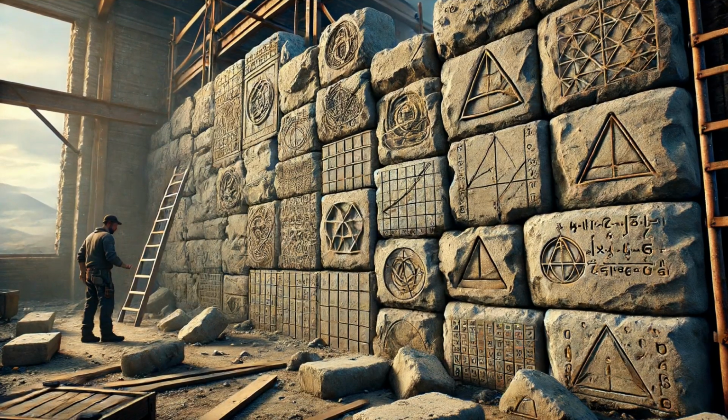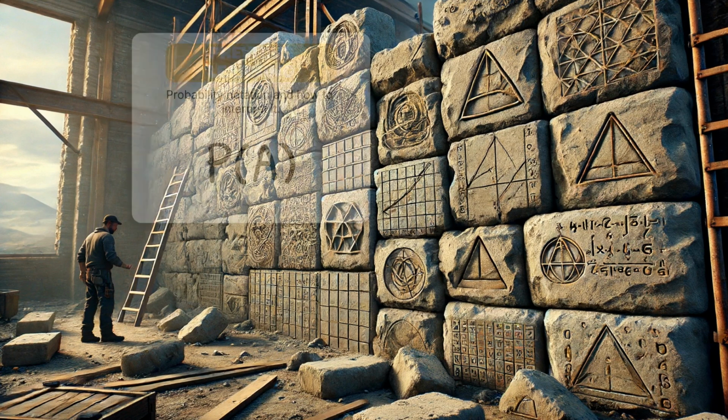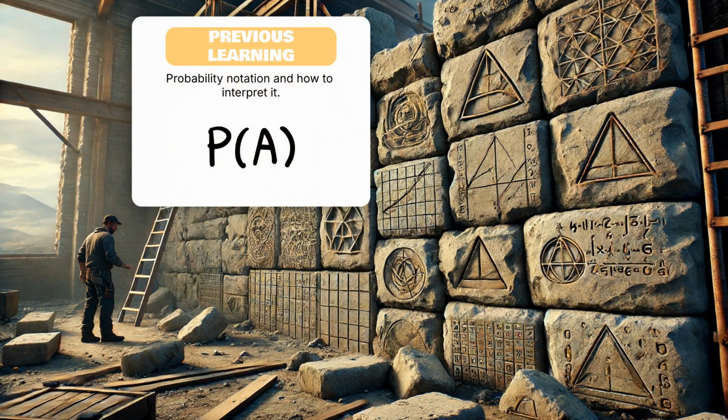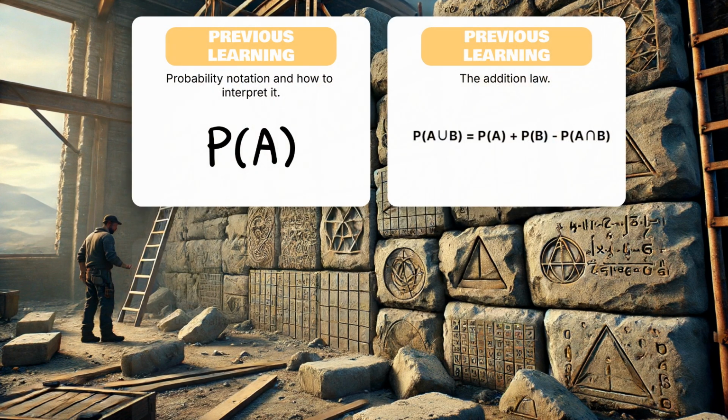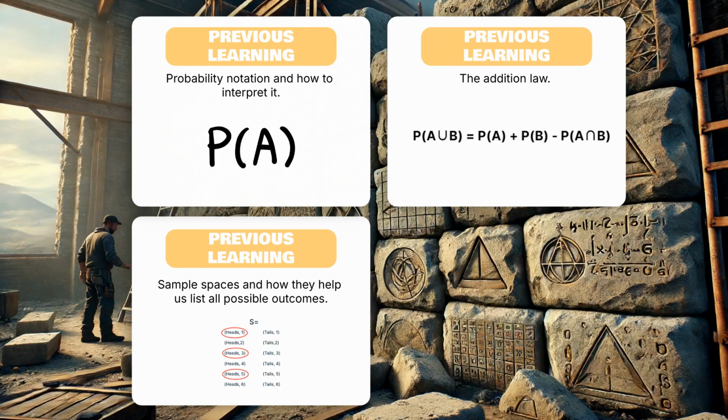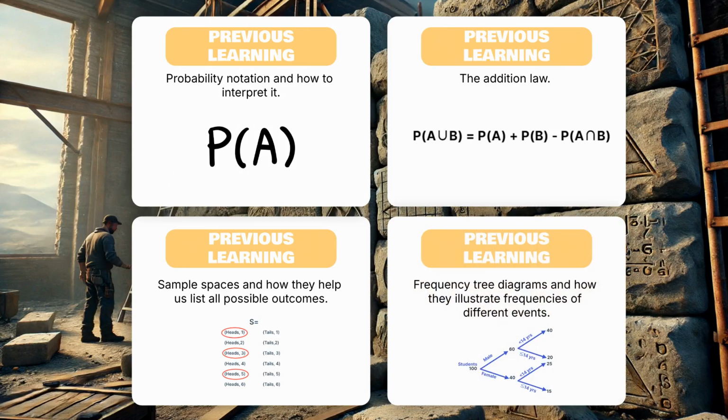In our previous lessons, we've built a solid foundation by discussing important concepts such as probability notation and how to interpret it, the addition law, sample spaces and how they help us list all possible outcomes, and finally, frequency tree diagrams and how they illustrate frequencies of different events.